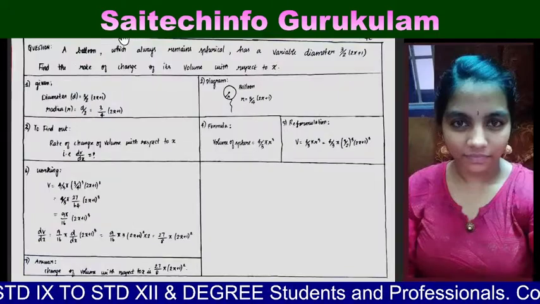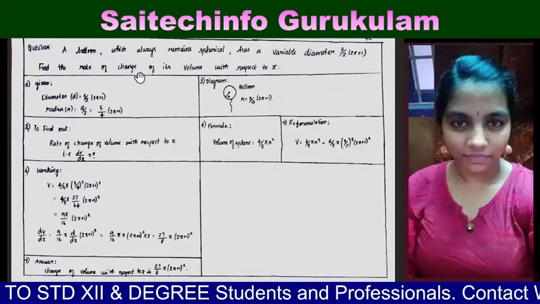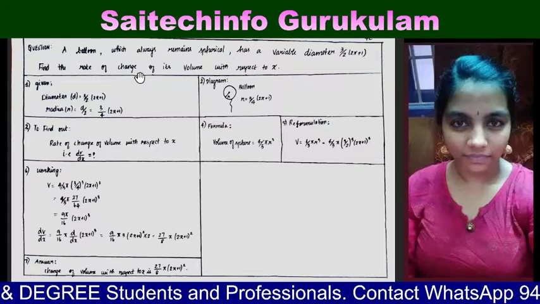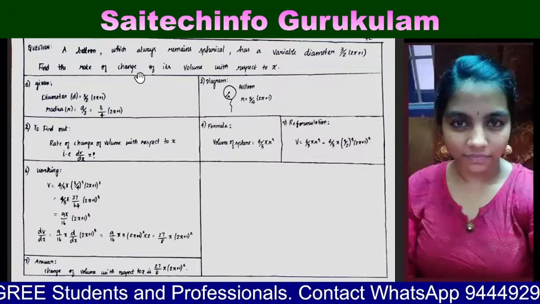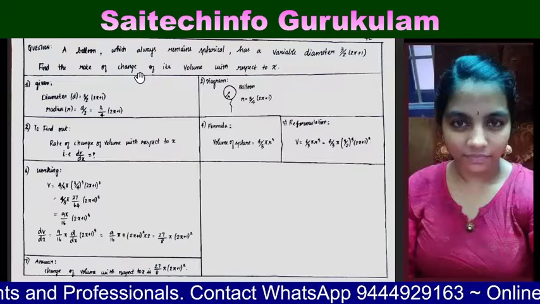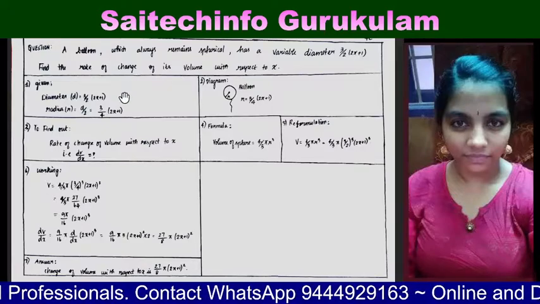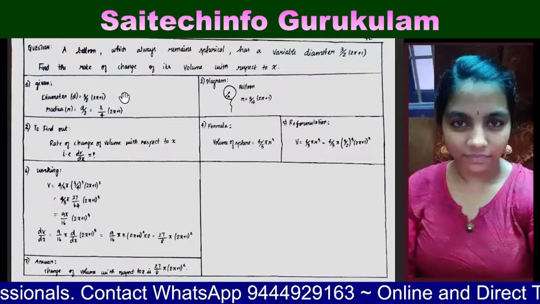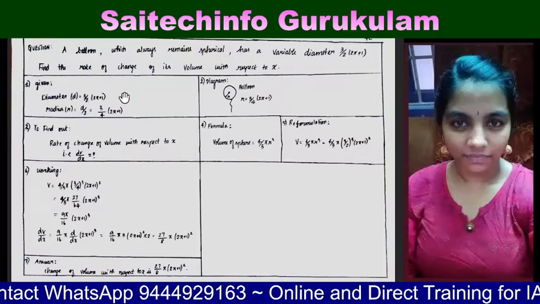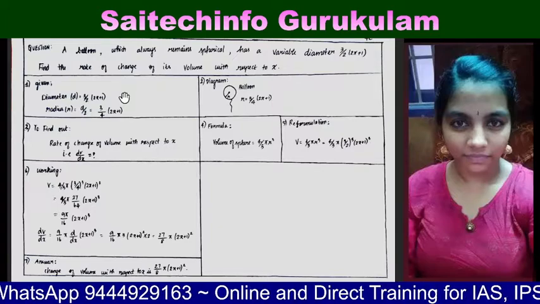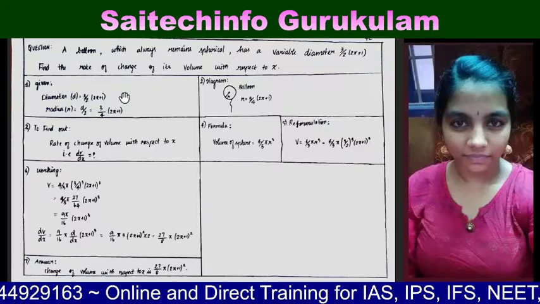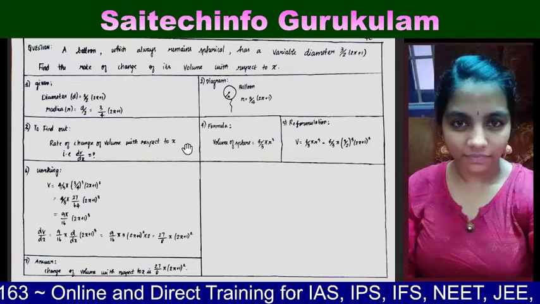Next question. A balloon which always remains spherical has a variable diameter 3 by 2 into 2x plus 1. Find the rate of change of its volume with respect to x. From the question we are taking the given data. Diameter d is equal to 3 by 2 into 2x plus 1. When the diameter is given, we can derive the radius. That is, radius is equal to d by 2, so it is 3 by 4 into 2x plus 1.